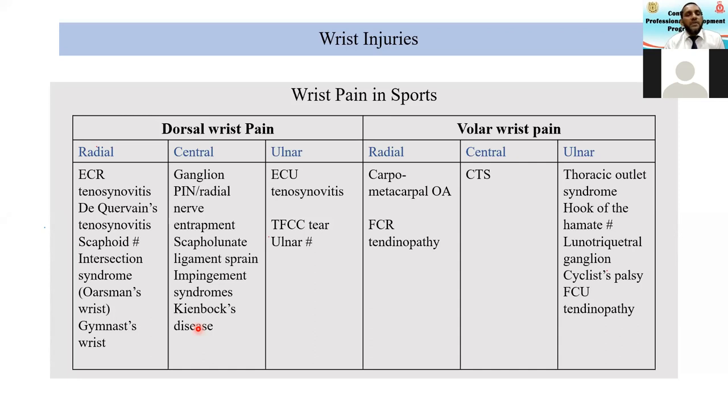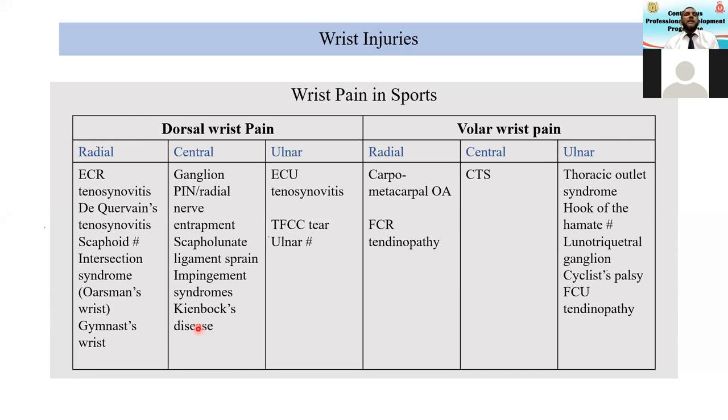If it's dorsal radial side, the most common is extensor carpi radialis tendon tenosynovitis, which can occur in golf and repetitive abduction. The other condition is De Quervain's tenosynovitis, where the abductor pollicis longus and extensor pollicis brevis are involved, with repetitive abduction of the wrist. The other dorsal radial conditions are scaphoid fracture and intersection syndrome.